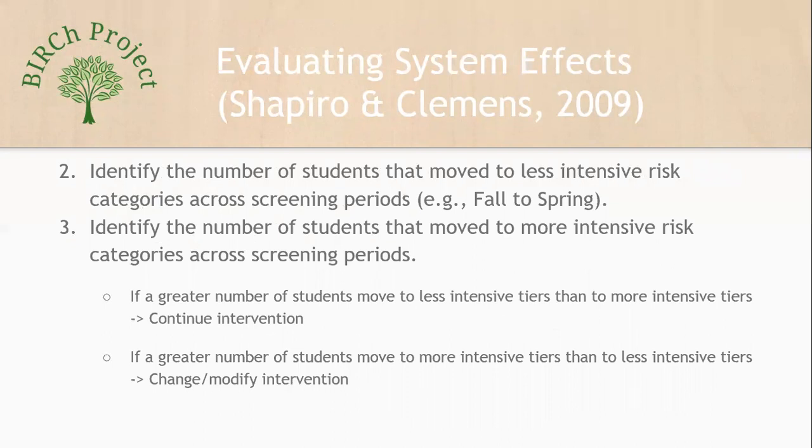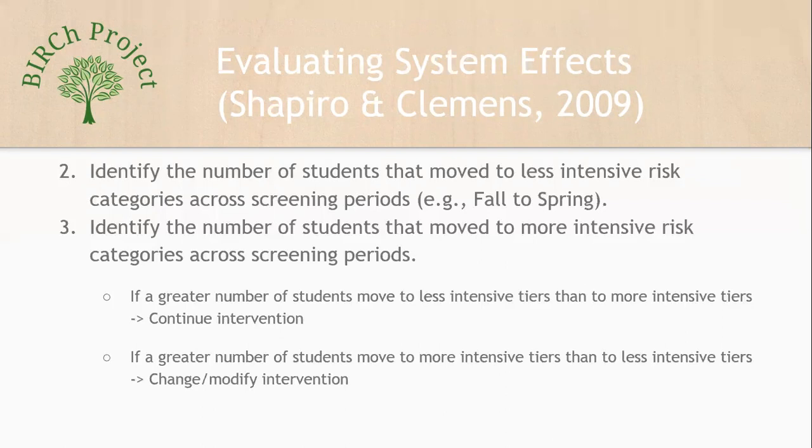Once we've identified the percentage of students at risk and compared them across screening periods, the next step would be to identify the number of students that move to a less intensive risk category across screening periods. So from fall to spring, we have students moving from some risk to low risk or from high risk to some risk and low risk. After we've done that, the next step is to identify the number of students that move to a more intensive risk category from one screening period to the next.